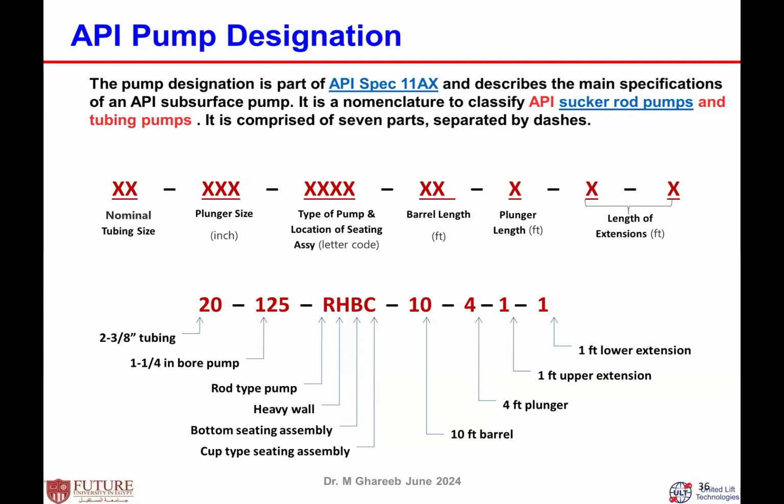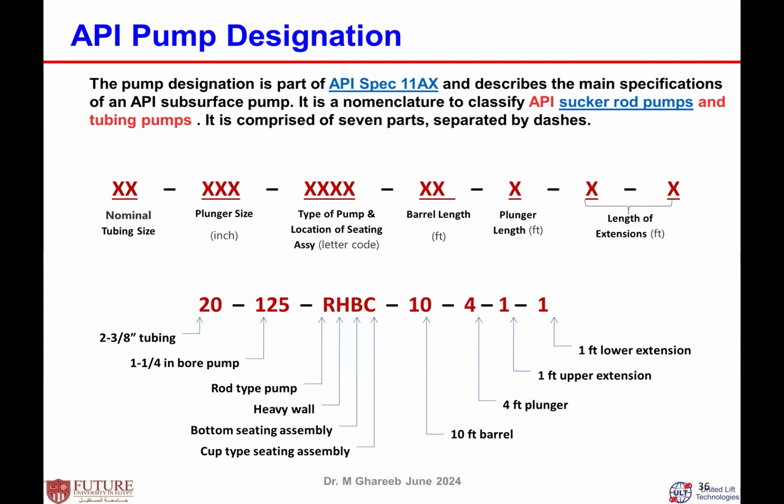If I say it's 25, there is a table that gives you the exact number: 25 means this tubing is 2-7/8, and 30 means 3.5 inch tubing, and so on. The second part is the pump bore, the plunger size. If this pump is 2.25 inch, I put the number 225. If this pump is 2 inches, I put 200, okay?